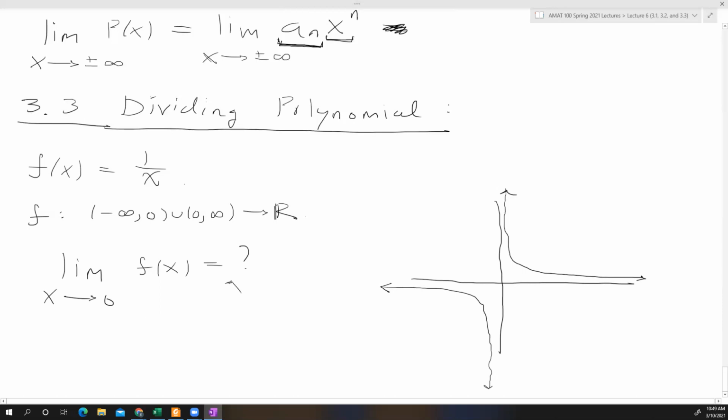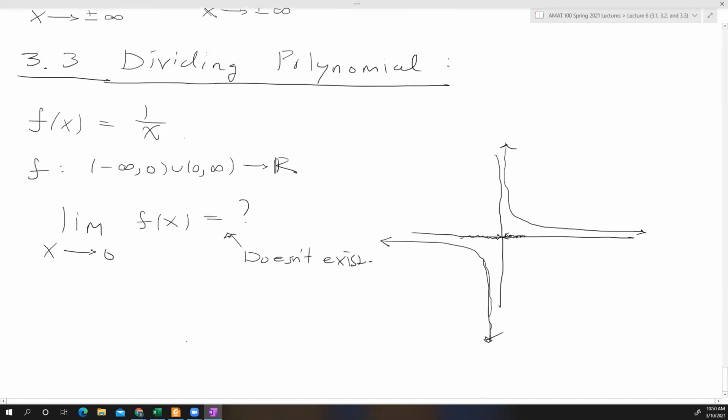It turns out this limit doesn't exist, and it's clear from the picture. If you consider x to the right of zero, going towards zero, the function is going all the way up to infinity. But when you consider x to the left of zero, so negative numbers going towards zero, the function goes down to negative infinity. So the limit doesn't exist because there's not one single number.